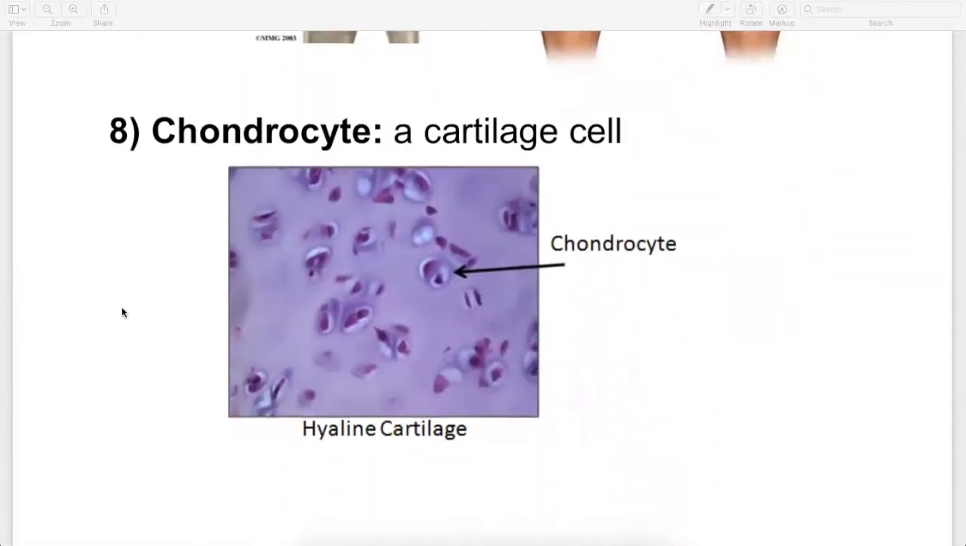Chondrocyte is a cartilage cell. These are the cells that make up your cartilage. And if you look at this, this is a real slide of these cells, and it kind of looks like glass. This is the hard cartilage that the bridge of your nose is made out of, called hyaline cartilage. So it looks really glassy and zoomed in, almost like stained glass window.